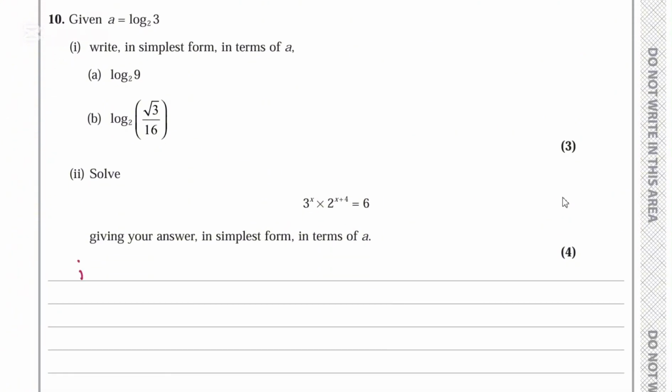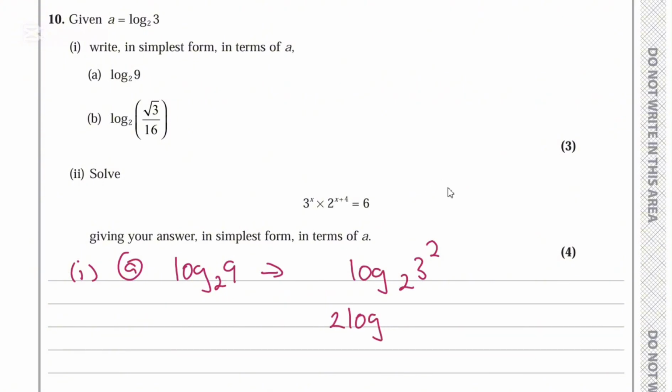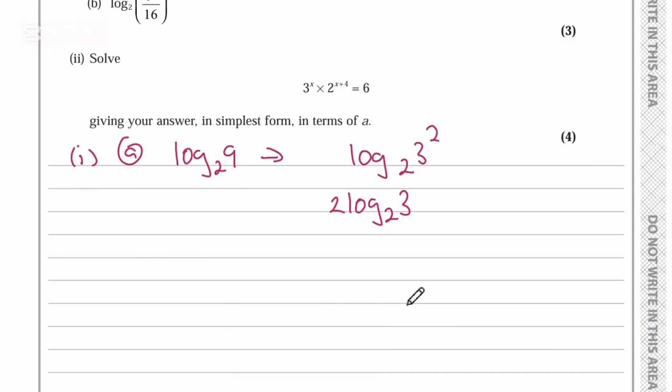Okay, so I have part 1a. I have been given log to the base 2 of 9. So somehow I need to get log to the base 2 of 3 in here. As we look at this, we know 9 we can write as 3 squared, right? So I'm writing 9 as 3 squared. And now in logs we know the power we can bring it down here. So now this would be 2 log to the base 2 of 3. And what is log to the base 2 of 3? This is a. Therefore, my answer would be simply 2a. That would be my answer.